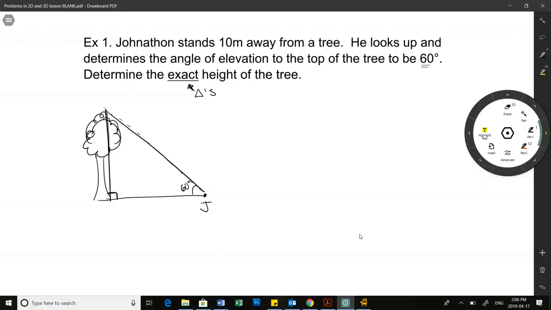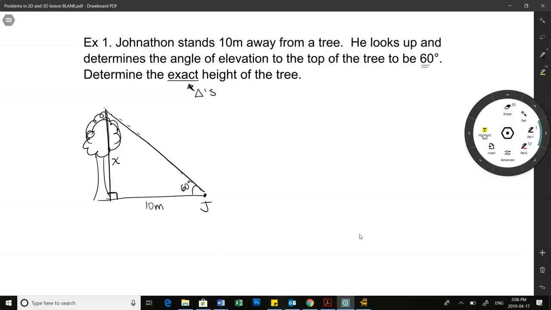Okay, and what else do I know? I know that this is 10 meters. So there's a couple different ways that I can solve this. If I'm looking for the exact height of the tree, we're going to call that x. I can set up a trig ratio here, or I can use a scale ratio with my similar triangle. Whatever works for you is fine.